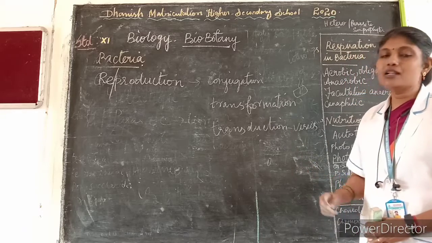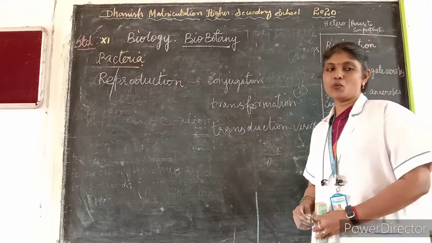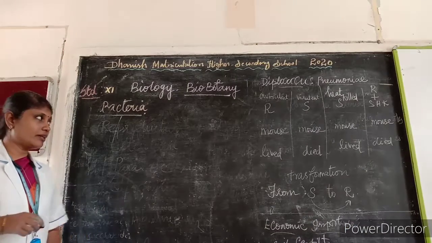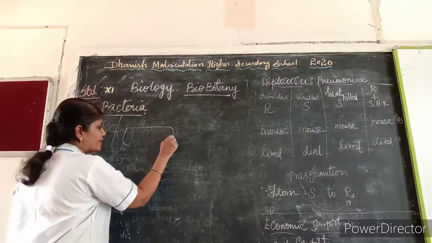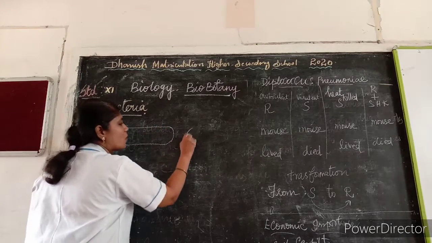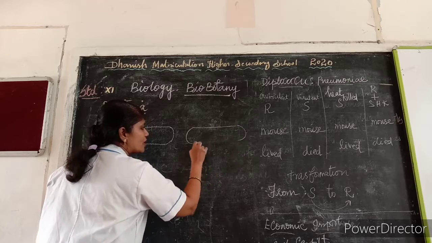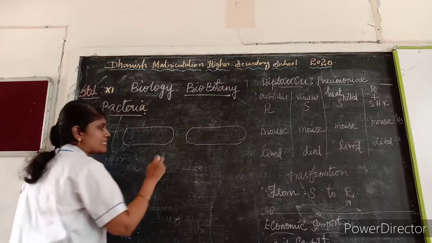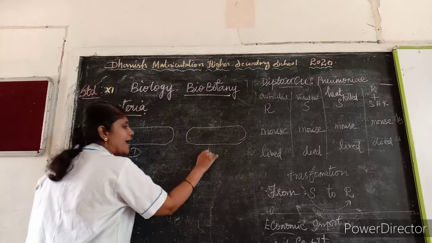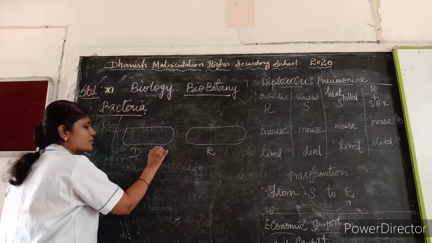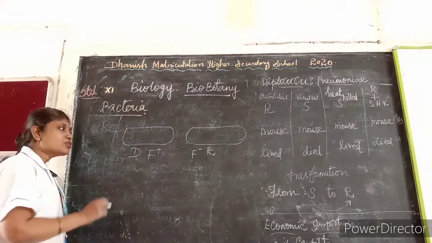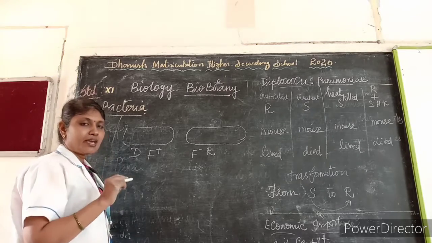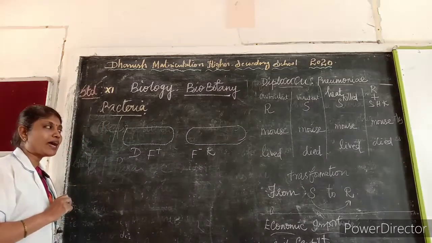Okay, we shall learn conjugation in detail now. About conjugation in bacteria, two bacterial cells are involved. One is acting as donor, the other as a recipient. Donor cell and a recipient cell. The donor is denoted as a plus and the recipient is denoted as a minus. We learned about the fimbriae when we studied the ultrastructure of bacteria.